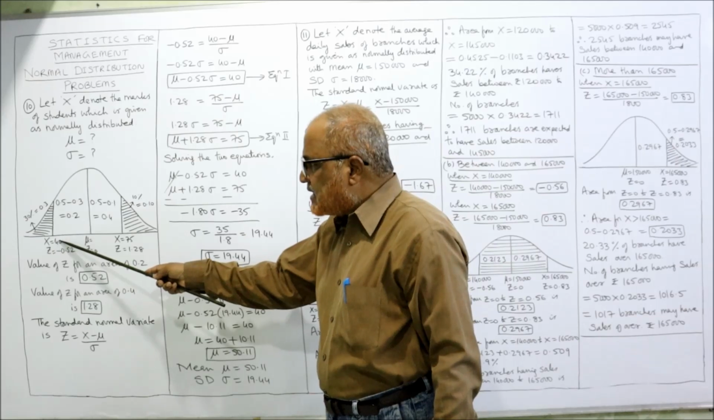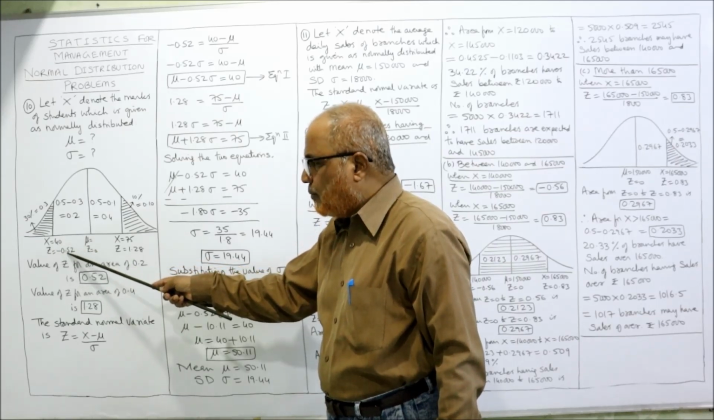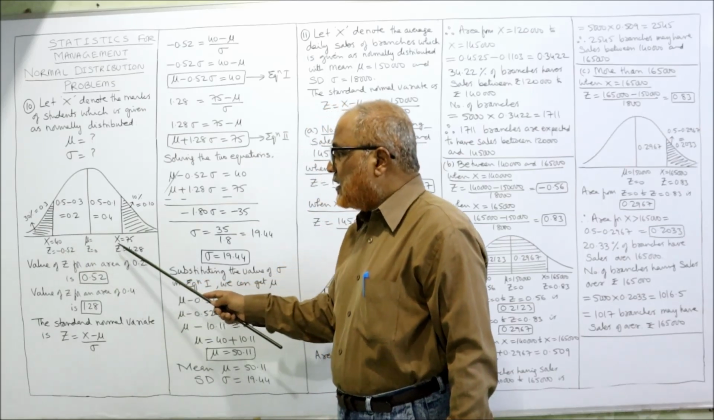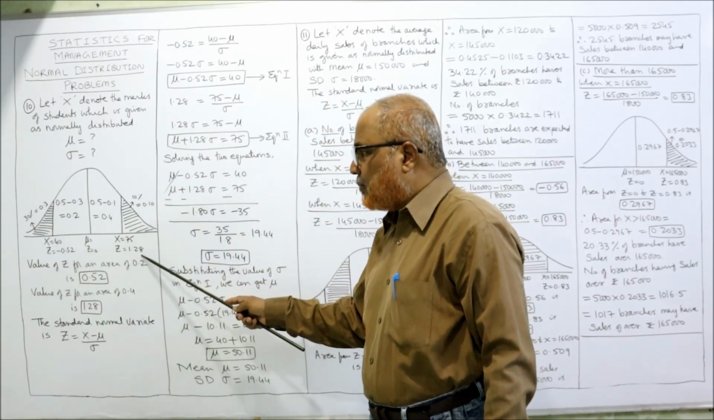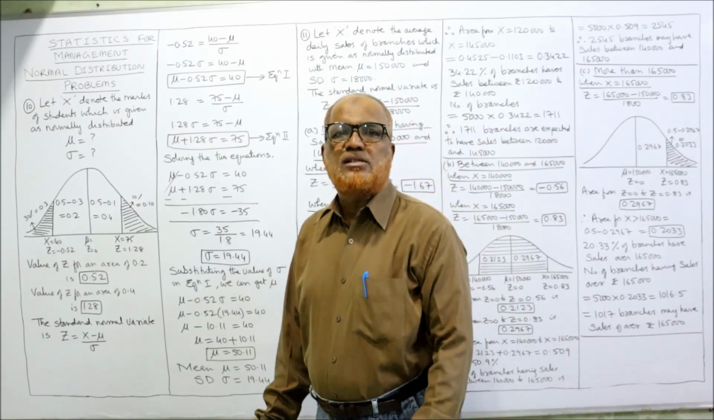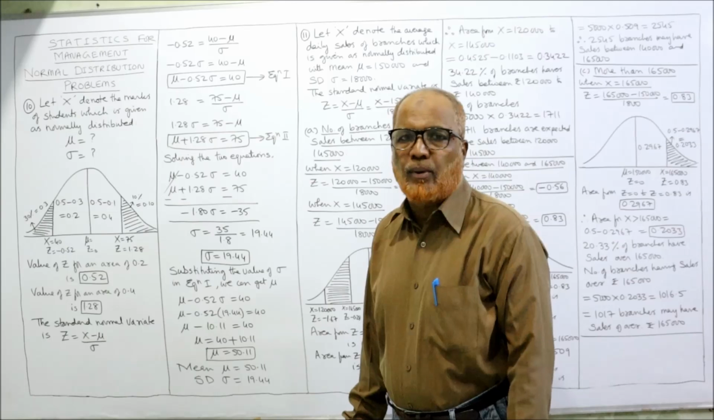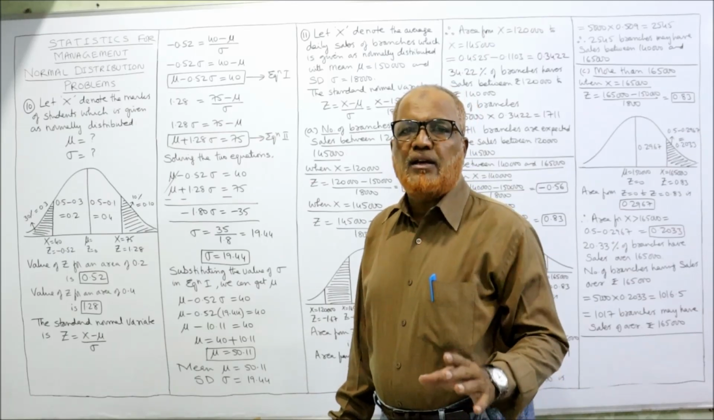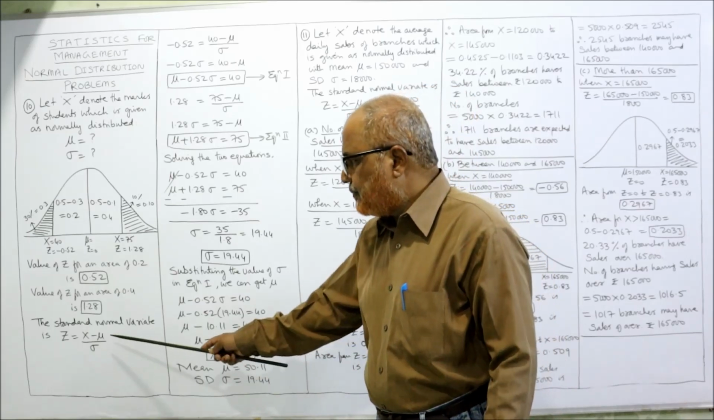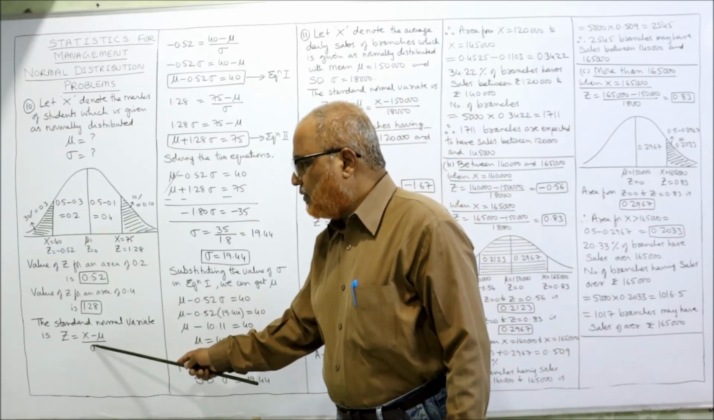So for X is equal to 40, Z is equal to minus 0.52. Left hand side, that's why I am writing minus. Here X is equal to 75, Z is 1.28. Now, we can substitute these values in the standard normal variate formula. The standard normal variate is Z is equal to X minus mu divided by sigma.